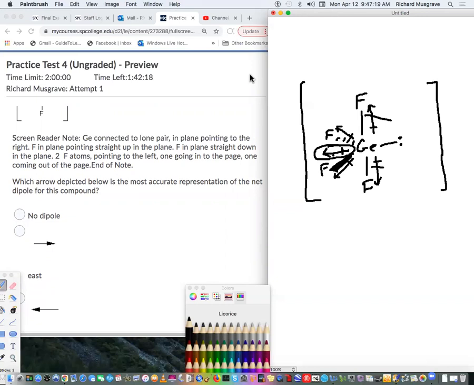All right, how do you feel about net dipoles? This net dipole question. Yeah, I knew that there'd be some people who didn't understand it at all. I get that. Yeah, all right. Okay, questions.